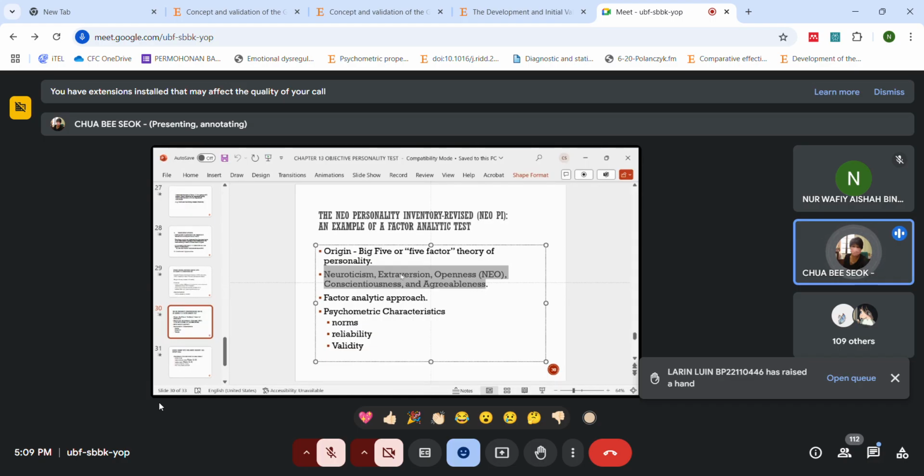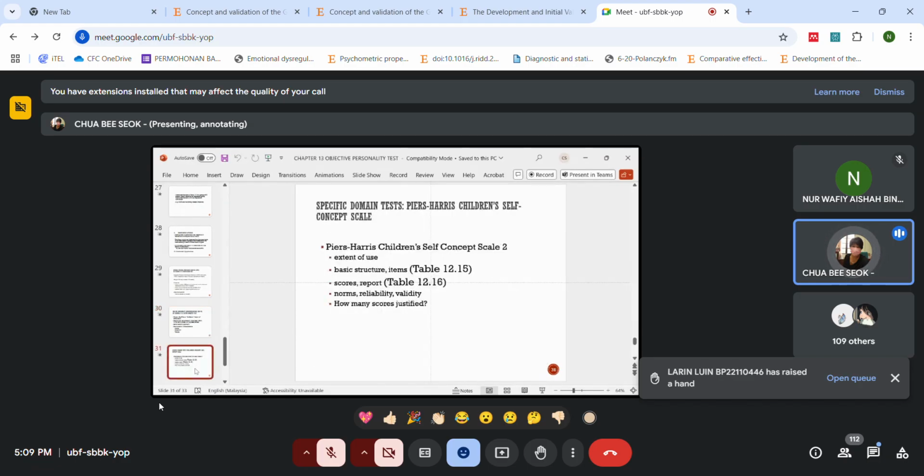Okay, so what are the 5 factors? These are the 5 factors: neuroticism, extraversion, openness to experience, conscientiousness, agreeableness. So this is N, O, C, E, A, right? Of course this personality test also has very strong evidence for its psychometric characteristics.